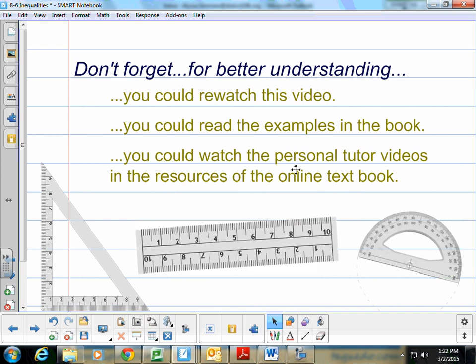Just rewatch the video, watch someone else's, look at examples in your book, a personal tutor, Khan Academy, anything you need. Write down things you know, things you're wondering, and bring those to class.